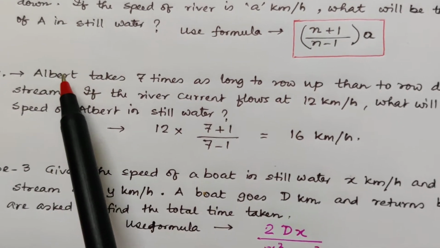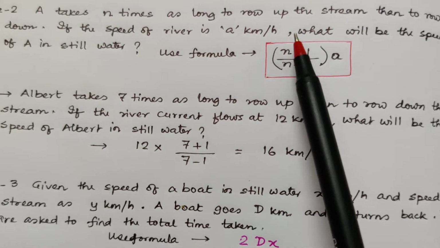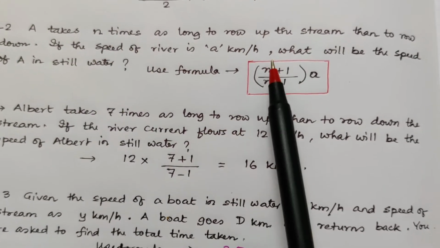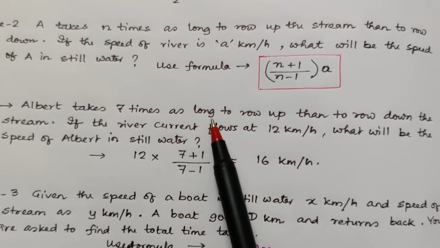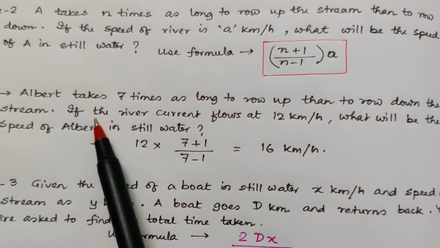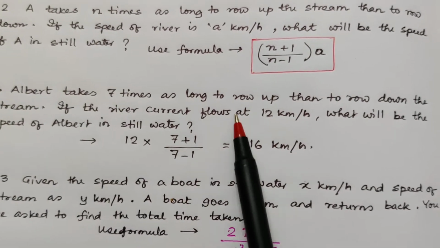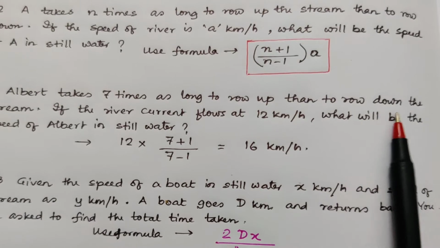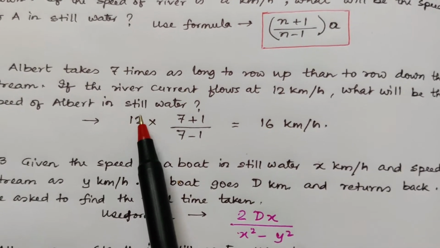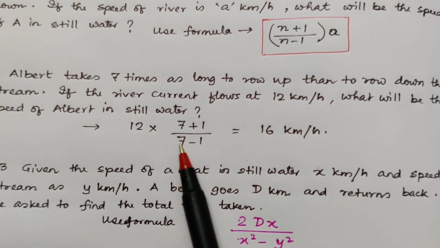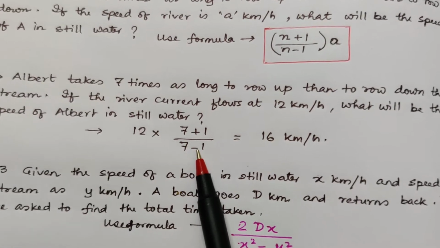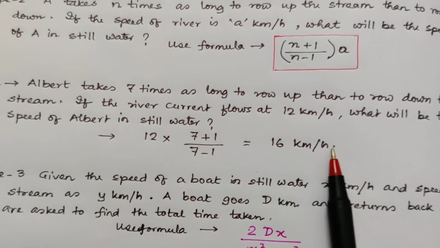Here is the example. Albert takes 7 times, 7 times means this one, n times, as long to row up than to row down the stream. Now if the river current flows at 12 km per hour, what will be the speed of Albert in still water? So it is 12 into (7 plus 1) by (7 minus 1). 7 plus 1 is 8, 7 minus 1 is 6. So it makes it 16 km per hour.